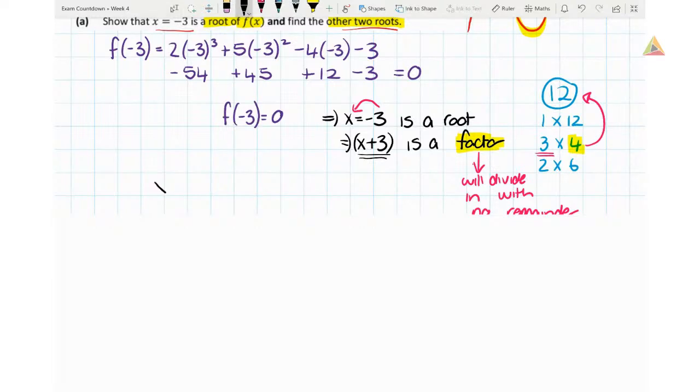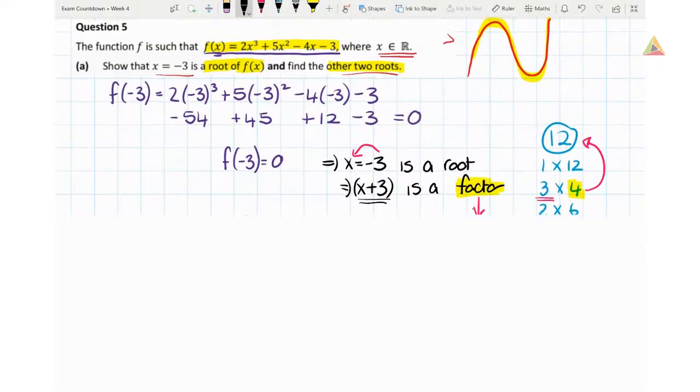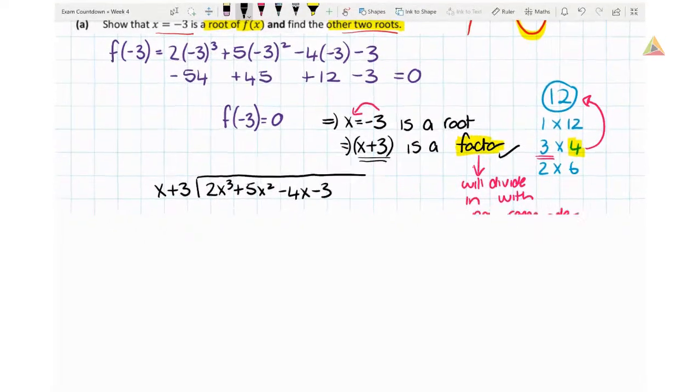Okay, so we're going to divide x plus 3 into our cubic equation. Reminder of our cubic equation, it was 2x cubed plus 5x squared minus 4x minus 3. And we're dividing it in because we know it's definitely a factor. We've just worked that out using the factor theorem.